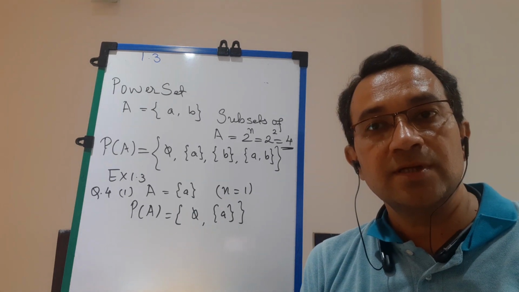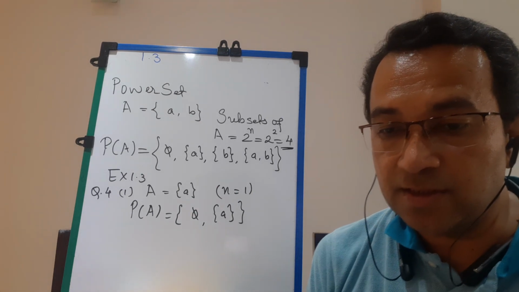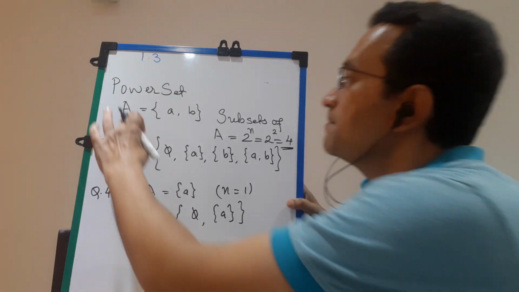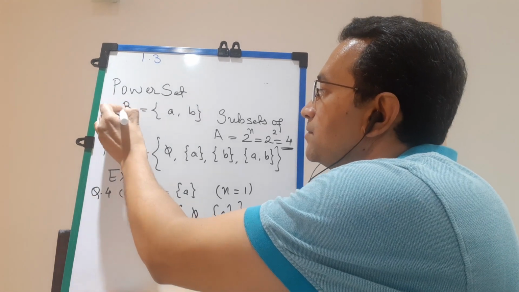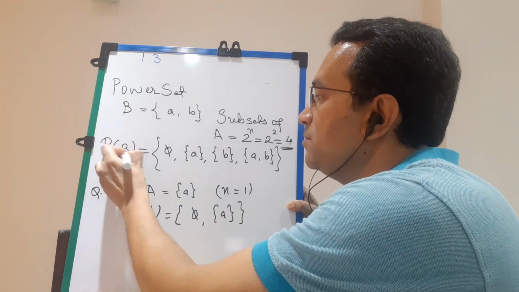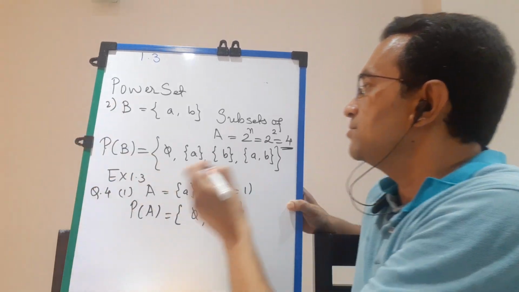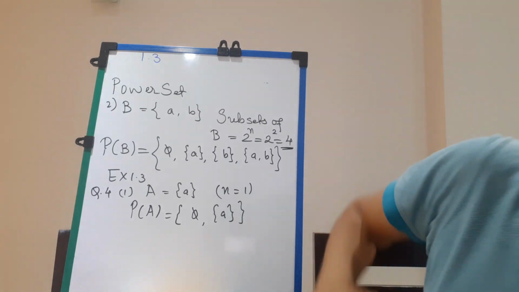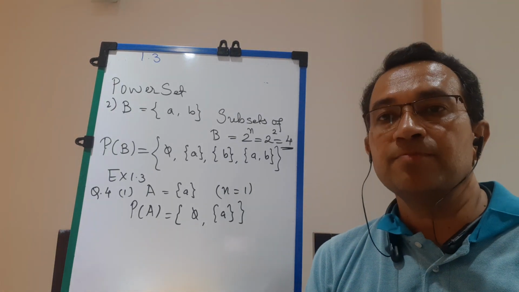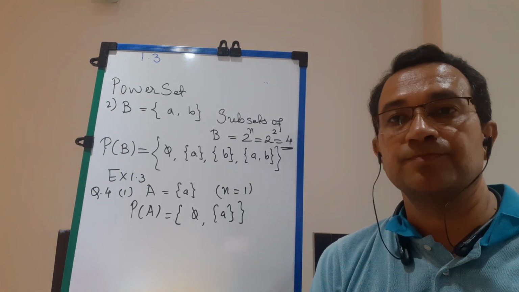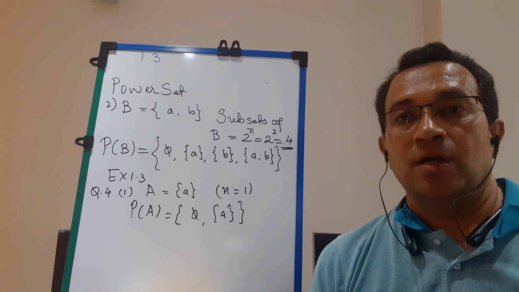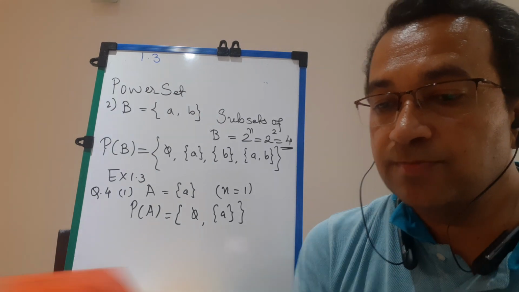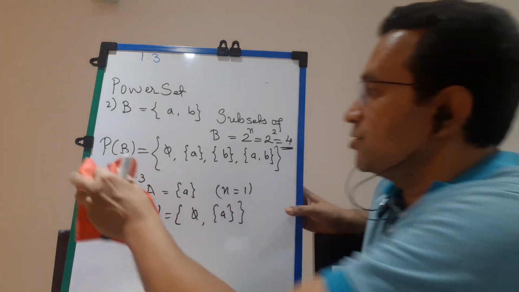Clear, students? Then the second sum, say if I write this as B, then this becomes the power set of B. This is the second sum. Very simple, students, you can easily answer. Yes or no? Okay, then students, the third sum has 3 elements.